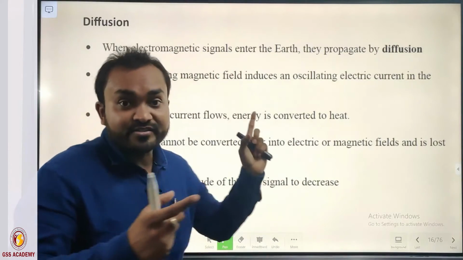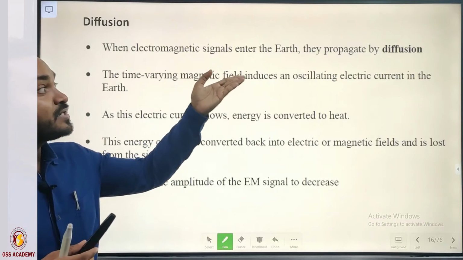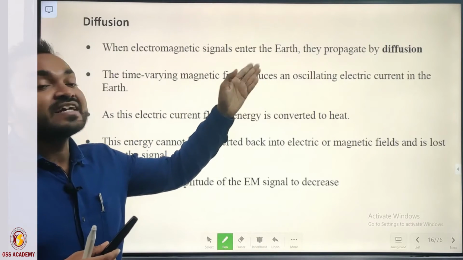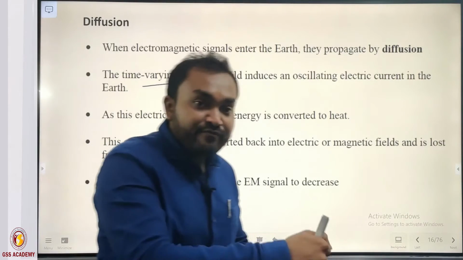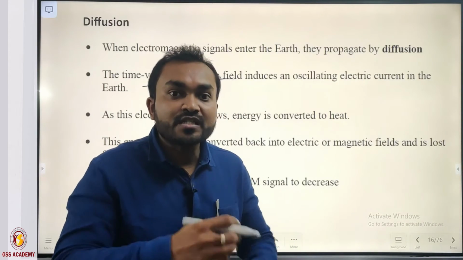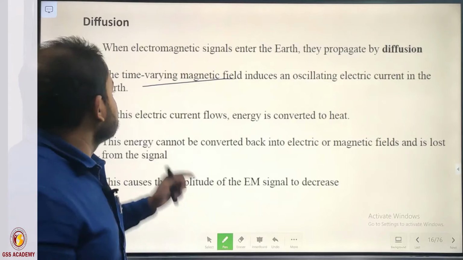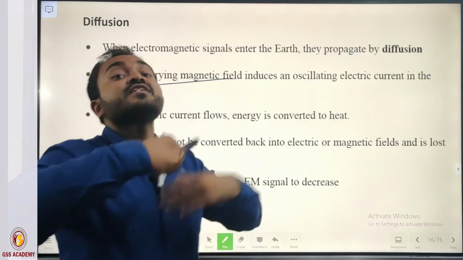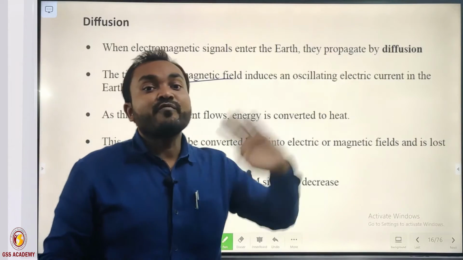First, now we try to understand what is the diffusion. Basically when the electromagnetic signals enter the earth, they propagate by diffusion. Why? Because the time varying magnetic field induces an oscillating electric current in the earth. The time varying magnetic field of the electromagnetic wave goes inside the conducting material of the earth and creates an oscillating electric current within the earth, okay. So the time varying magnetic field induces an oscillating electric current in the earth, and this electric current flows and energy is converted to heat.